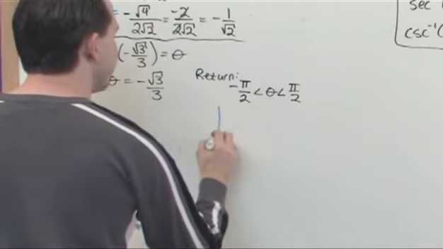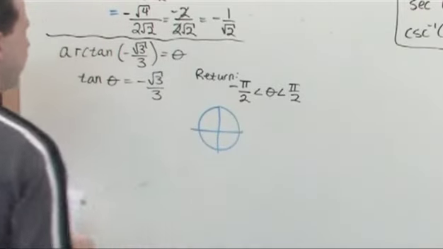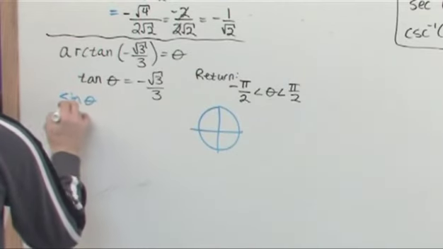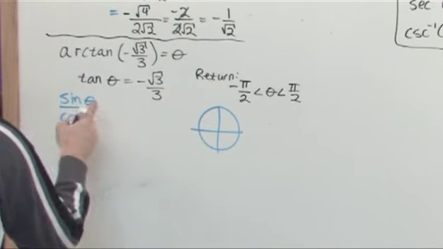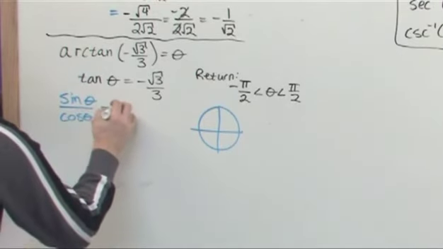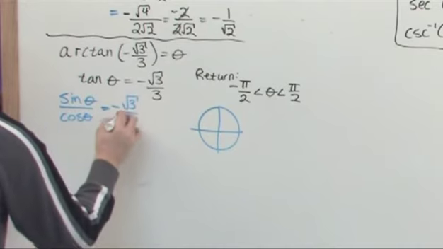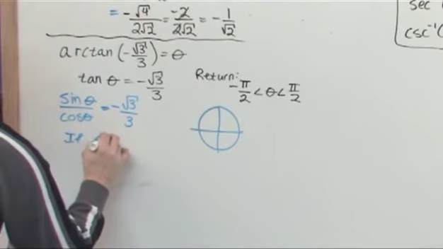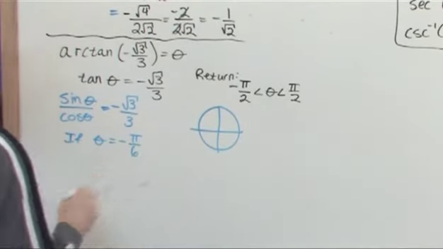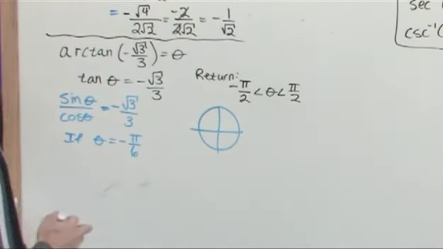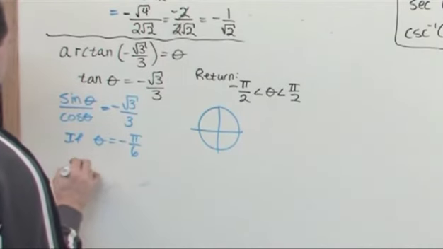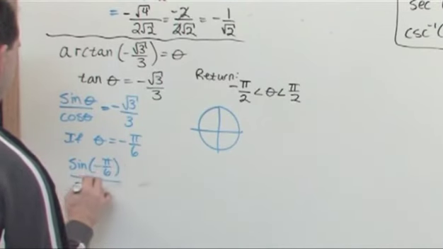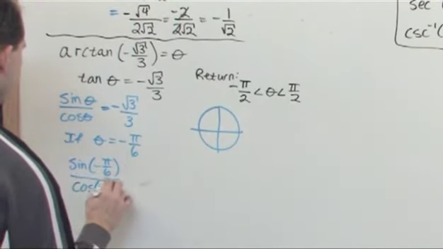Okay? So I like to draw a unit circle all of the time, just makes me feel better. And tangent, don't forget, is just the sine of theta over the cosine of theta. I always like to break up my tangents like this because it helps me find the answer. Negative square root of 3 over 3. So what happens if I pick an angle, let's say if theta is equal to negative pi over 6. Let's see what happens. Well, then I would have sine of negative pi over 6 over the cosine of negative pi over 6. Okay?